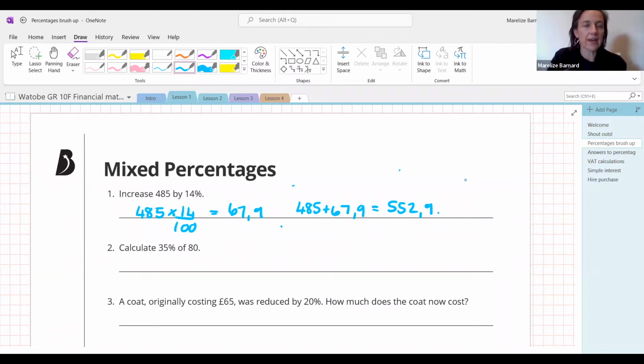552.9. Okay. Yes, listen carefully, everybody. You are working out 14% of 485, but that is not your final answer. That 67.9 can't be your final answer because we have to increase 485 by that amount. So 67.9 still has to be added to 485 to get the final amount of 552.9. That's the right answer.